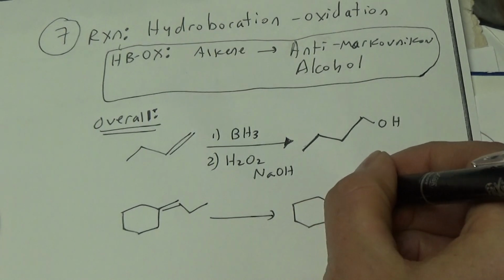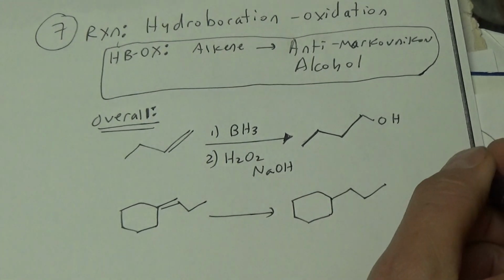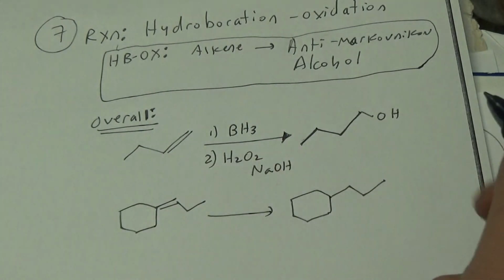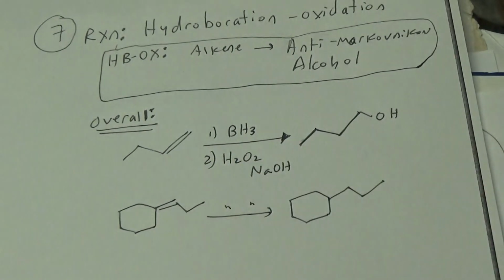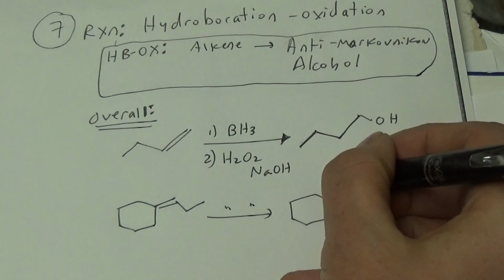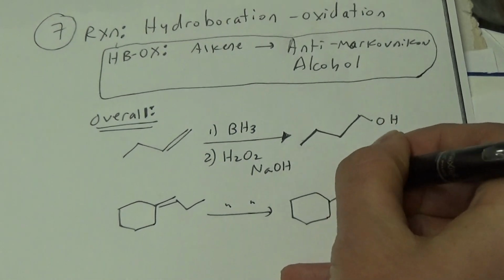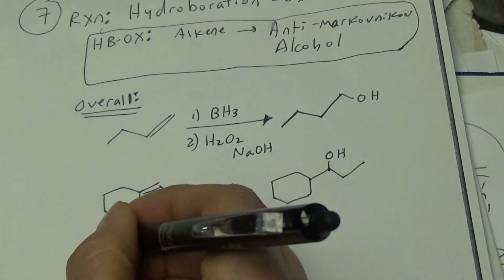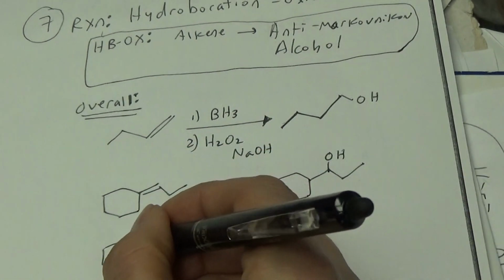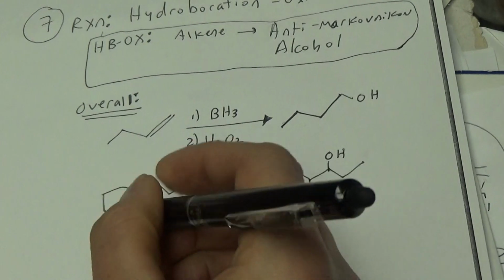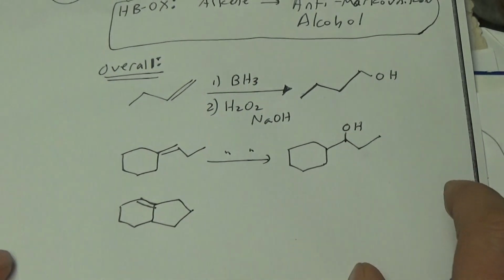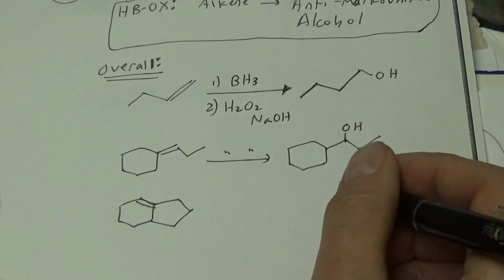Okay, this also avoids all the carbocation rearrangement business. Okay, what's the anti-Markovnikov alcohol of this? Where's the OH go? On the less substituted position. What about this alkene? Where does the alcohol go?